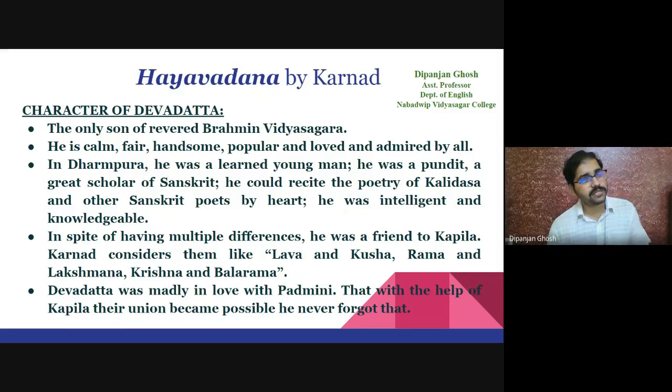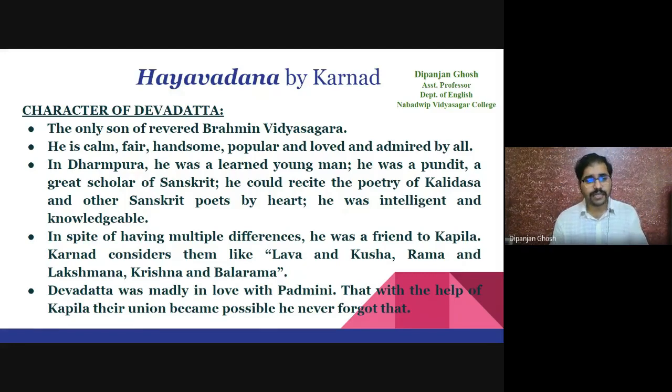But now the question certainly arises that though Kapila is not sharing the same status as Devadatta did, Kapila was not a person from the upper strata of society. Kapila was not a person from the Brahmin caste. Kapila was not so knowledgeable like Devadatta. But why is it possible, or how is it possible, that Kapila and Devadatta were being named in the same strain?